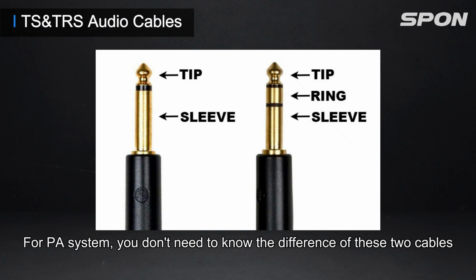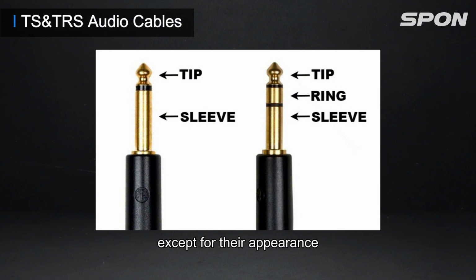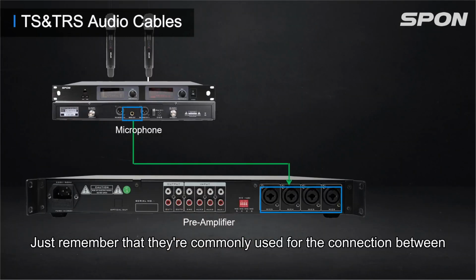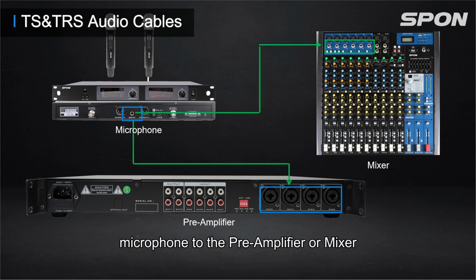For PA system, you don't need to know the difference of these 2 cables, except for their appearance, since both of them have the same function. Just remember that they're commonly used for the connection between microphone to the preamplifier or mixer.